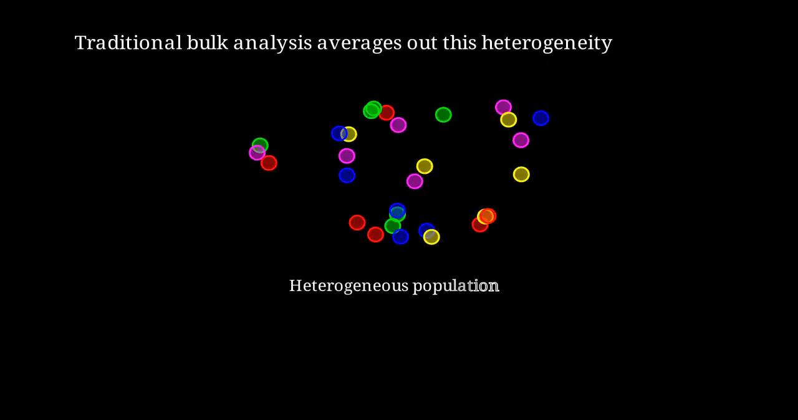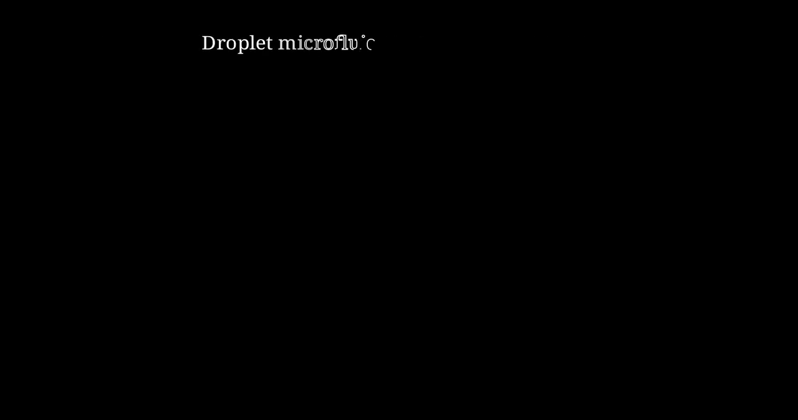Imagine a heterogeneous population, where cells have different metabolic states, different expression levels, different responses to stimuli. When you analyze them in bulk, you get an average that may not represent any individual cell. With droplet microfluidics, you encapsulate one cell per droplet. Now you can perform single-cell RNA sequencing, single-cell proteomics, or single-cell metabolomics on millions of individual cells in parallel.